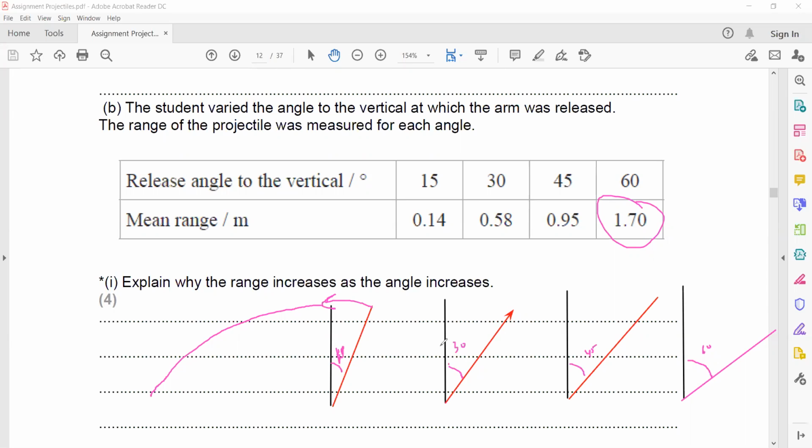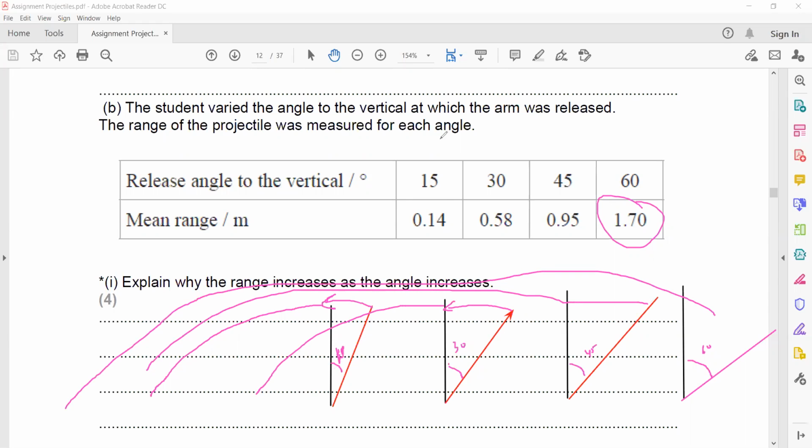But when we stretch the rubber more and release, it will return to the vertical position and release the projectile, and this projectile will have a longer range as compared to when released at 40. So 40 will have greater range. When it is released at 60, 60 will have much greater range.